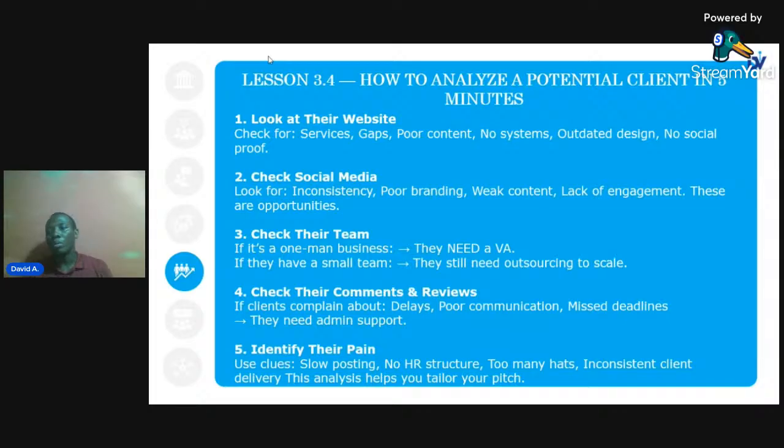Do they post regularly or do they post at different intervals? Today they post very early in the morning. Tomorrow they post very late at night. Inconsistent. We mentioned that at the social media part.